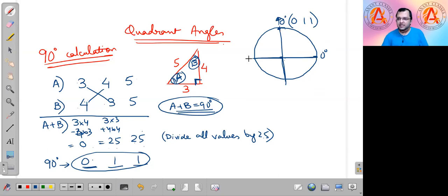Similarly, I can directly get my triple for 0 degree also. What will be the triple? Its x coordinate will be 1, y coordinate will be 0, and the other one is 1. Right? Is that correct? Sorry, that one will be 0. My mistake. Yes. Is that clear?